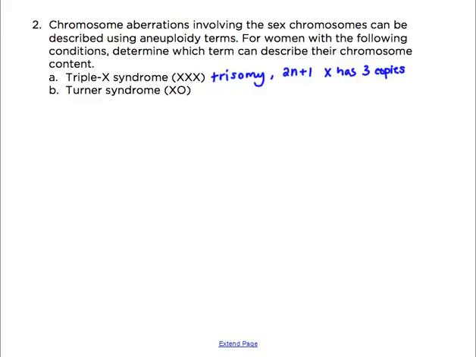For Turner syndrome, this is where a female has only 1 X chromosome, and it says XO, but that's really a 0, meaning there's no chromosome there. So this is what's known as monosomy. And this chromosome content can be written as 2n, which is the normal diploid content, minus 1, because you're missing one of the chromosomes from a homologous pair of XX. So X has only 1 copy. And I'll write for both of these something you know, but we might as well write it down, that normally there's 2 X's for a female.